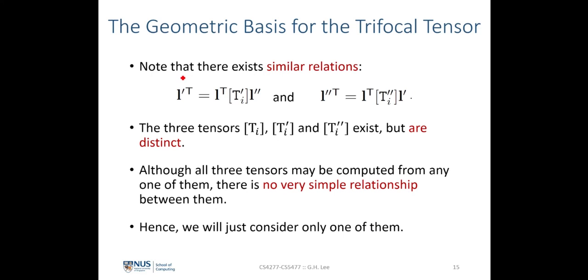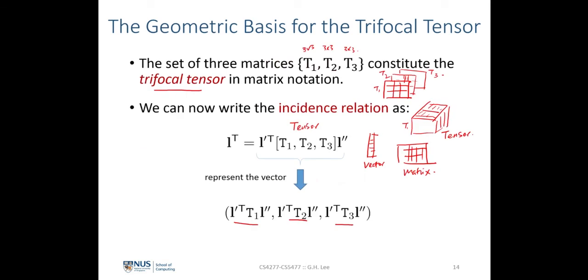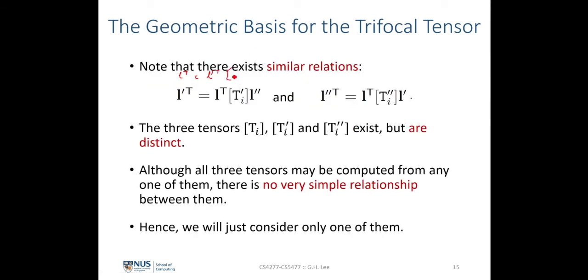Because we base it on the first view, in the equation earlier on, we saw that it's l transpose equals l prime transpose Ti multiplied by l prime prime. So if we make use of the second frame as the reference frame, this is what we will get. We will see that the relation swaps order, as well as if we use the third frame as the reference frame, we will see that the l's are going to swap order.